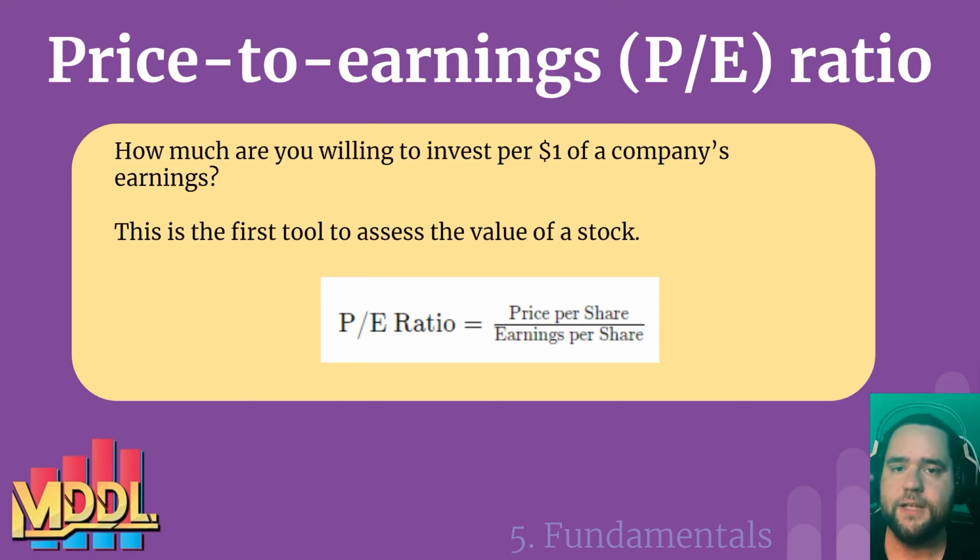That's a decent PE ratio. And if you want an intuitive answer for what PE ratio means, it's basically answering the question, how much are you willing to invest per dollar of a company's earnings? So if a stock price is $20 and their earnings per share are $1, then that means they have a PE ratio of 20.